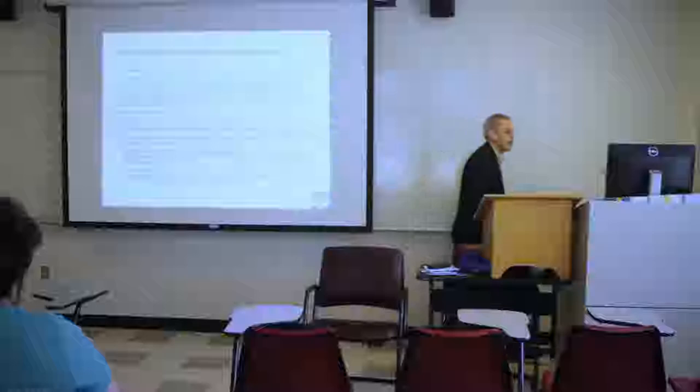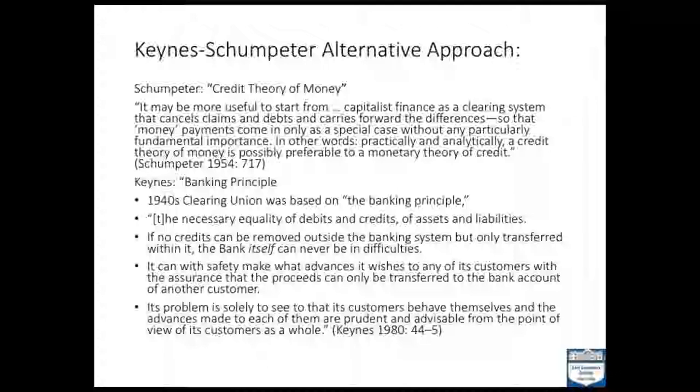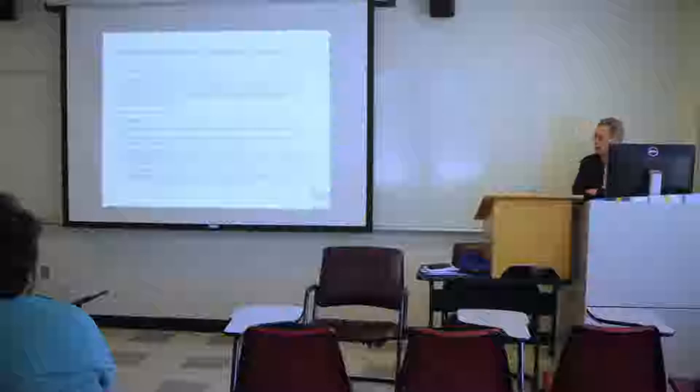Okay, so if we look at Schumpeter, I pulled out one of the quotations which I think is the most representative: it may be more useful to start from capitalist finance as a clearing system that cancels claims and debts and carries forward the differences, so that money payments come in only as a special case without any particularly fundamental importance. I wonder how many people read this and it just went right over the top. You know, what is this guy smoking? He's saying the system can basically run without money. Money is more or less irrelevant.